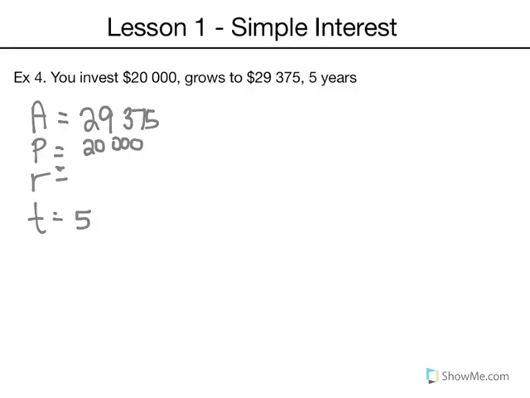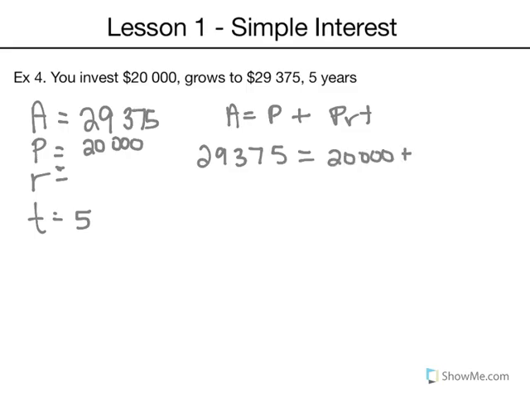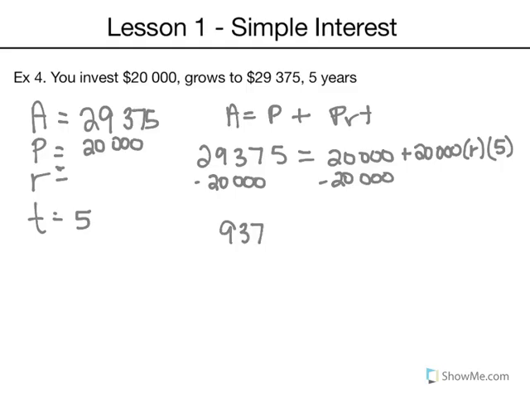So we have A is equal to P plus PRT. So we have 29,375 is equal to 20,000 plus 20,000 times R times T, which is 5. So we're going to subtract 20,000 from both sides. So we're left with 9,375 is equal to, and 20,000 times 5 is 100,000. So we have 100,000R, which makes sense, right? Because we're finding a rate.